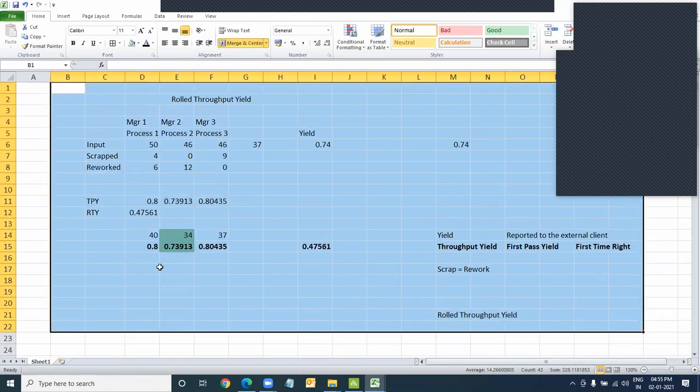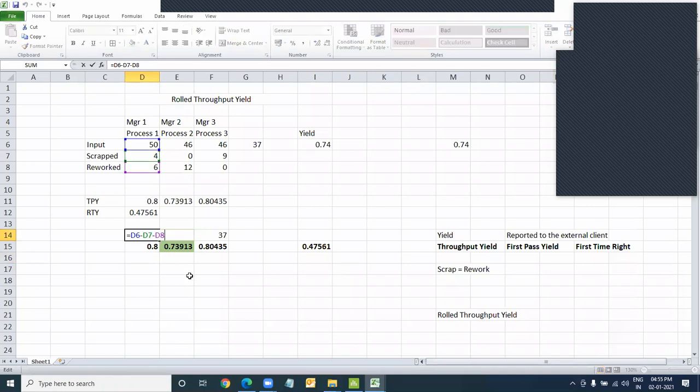You basically look for net output: whatever is your input minus the scrap minus the rework will give you the net output. Net output divided by what was the input. So bottom line, you're also penalizing the rework. Here, say you got 50, minus 4, minus 6, you got only 40 items which were error free. You divide that by the input. So 40 was good and the input was 50. You got 80% here.